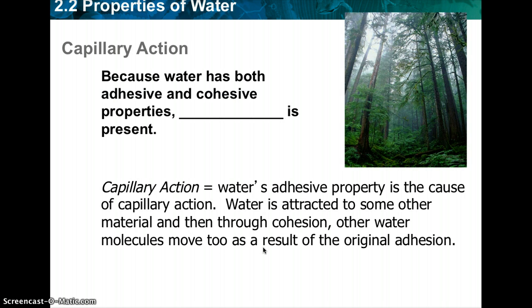We're going to go into these a little bit more. But for now we're going to talk about what's known as capillary action. Because water has both adhesive and cohesive properties, capillary action is present. So here's the definition of capillary action. Water's adhesive properties are the cause of capillary action. Water is attracted to some other material, and then through cohesion, other water molecules move as a result of the original adhesion.